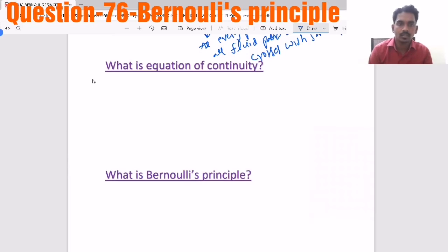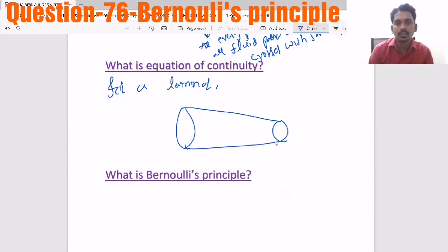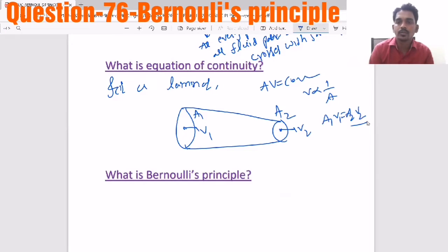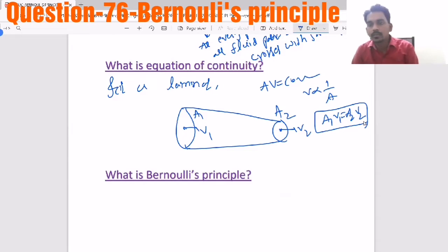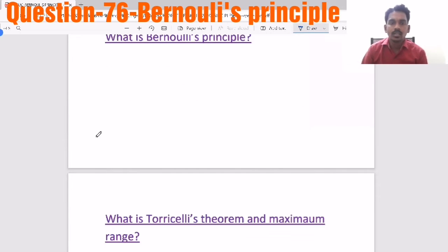Now for a laminar streamline incompressible fluid flow, when you consider a non-uniform cross section, between any 2 points where the area and velocity are A1, V1 and A2, V2, then A into V remains constant. That is, velocity is inversely proportional to area. That is, A1 V1 equal to A2 V2. As area decreases, speed increases. As area increases, speed decreases. And this equation is called the equation of continuity.